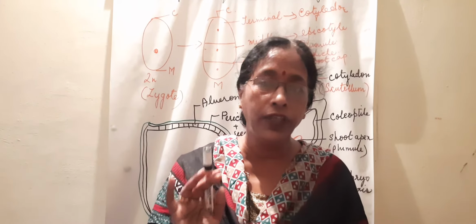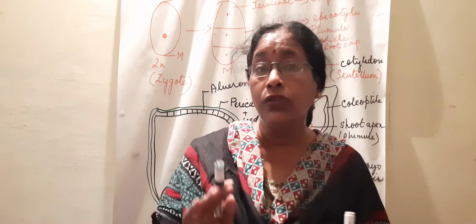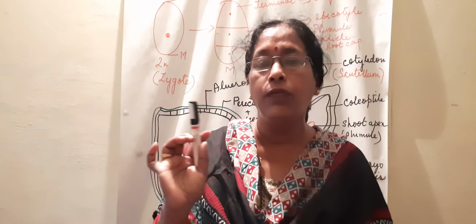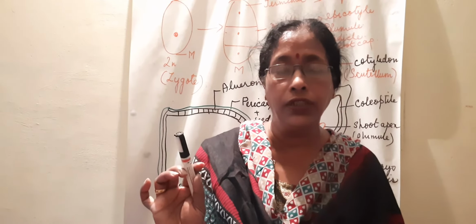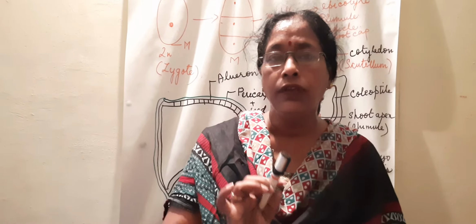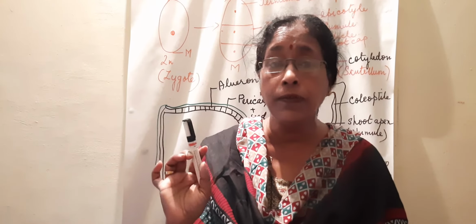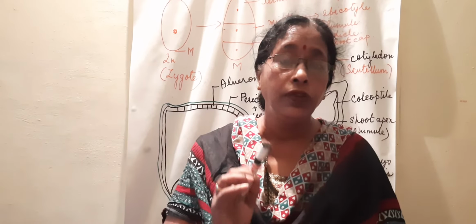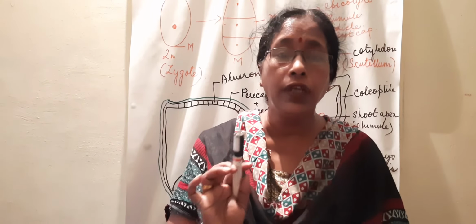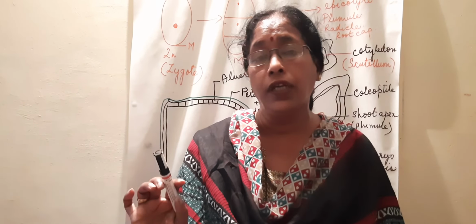We have seen the development of a dicot embryo and the development of a monocot embryo. The major differences are that a dicot embryo has two cotyledons, a monocot embryo has one cotyledon. There is no protective covering on the plumule in a dicot embryo, that means there is no coleoptile, but in a monocot embryo, coleoptile is present. In a dicot embryo, the radicle does not have any protective covering, that is, coleorhiza is not present, but in a monocot embryo, coleorhiza is present.